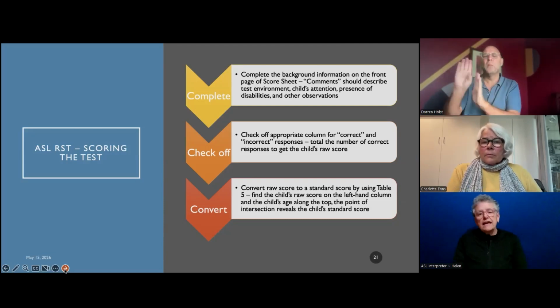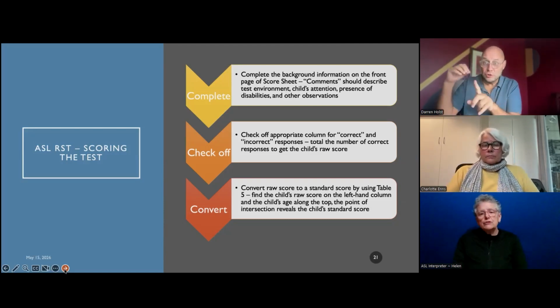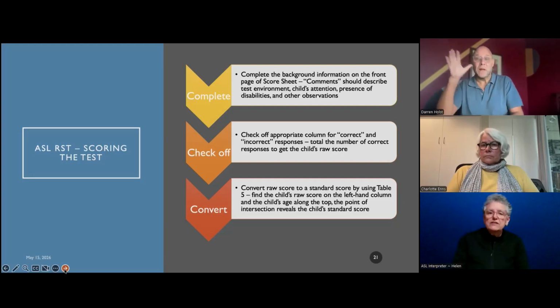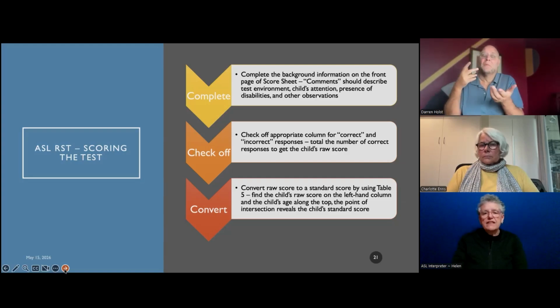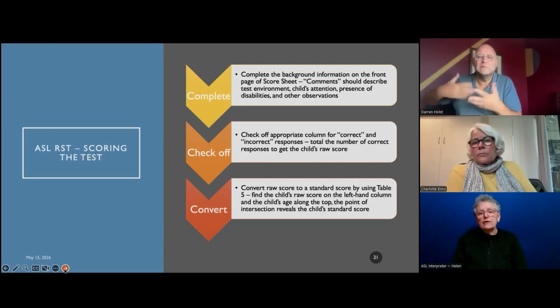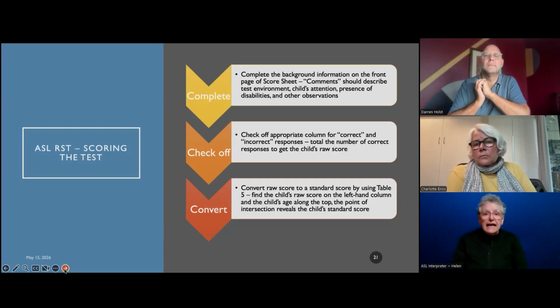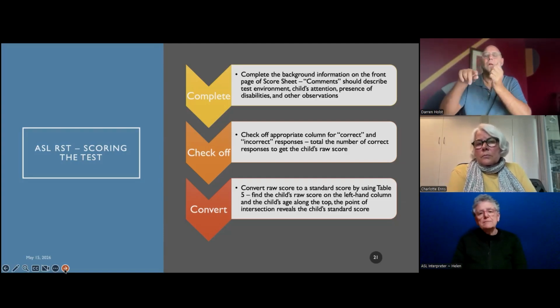And it's important again to list the child's background, whether or not their parents signed, if they were exposed to ASL early, document that information about the child. And then that will help us assess the child if they have sign at home, if they had early exposure, or if they have not had any exposure to ASL. So that's important information for us.